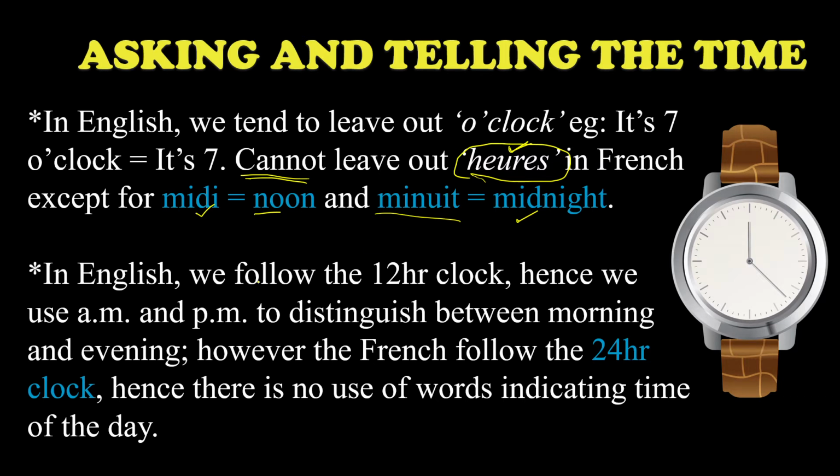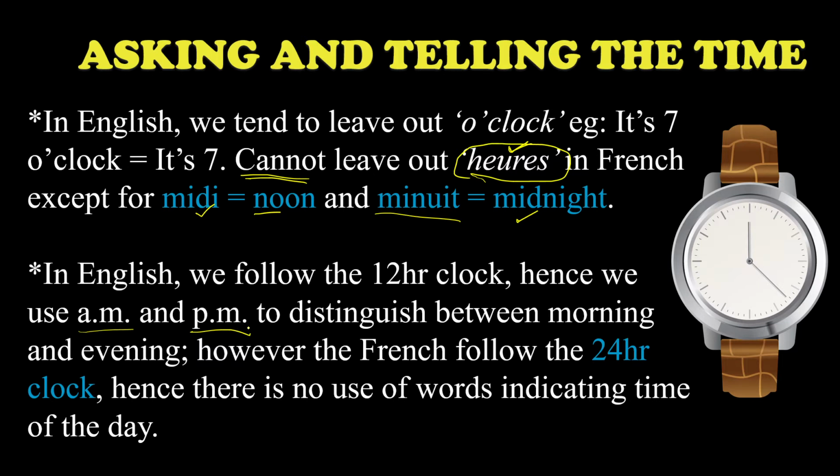Second point you need to be cognizant of is the fact that in English we have a 12-hour clock, right? We go from 1, 2, 3 till 11, 12, and then we circle back to 1. Now, how do we distinguish between whether it's morning or evening if we have only 12 hours in our clock? We use these two signs, AM and PM. AM indicates the morning hours, PM indicates the evening hours.